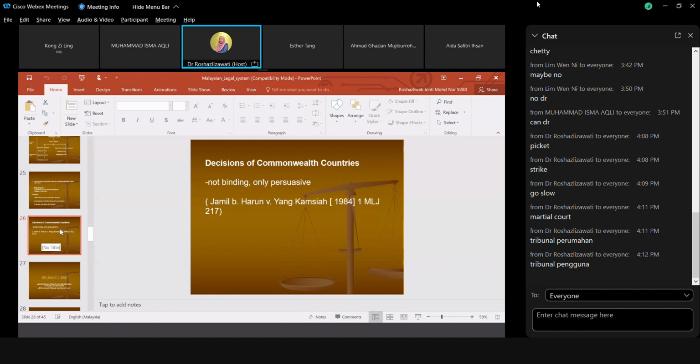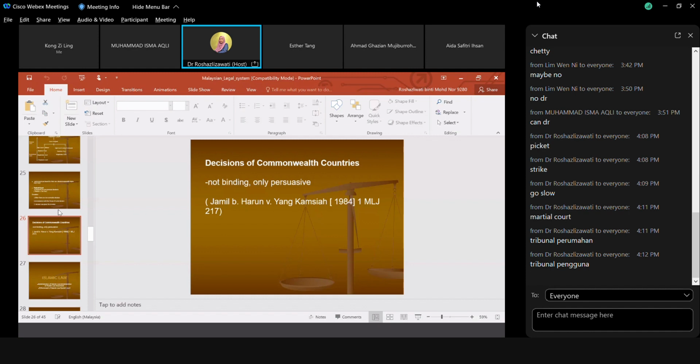Okay, this one kita tak berbincang lah, not binding. So for decision of Commonwealth country ni maksudnya adakah keputusan yang dibuat di mahkamah di Commonwealth country yang lain will be applied to Malaysian situation. For sure lah, not binding.